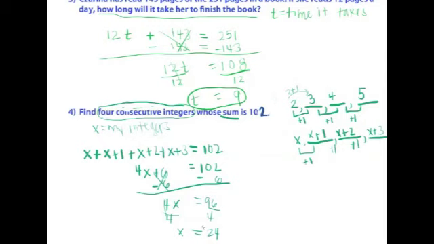So can I stop there? Remember, x is just my first number, but how many numbers do I have to find? I have to find 4, right? So if my first number is 24, what does my next one have to be if I want 4 consecutives? My next guy has to be 25. My third one has to be 26. And my last one has to be 27. And now you've given me 4 consecutive integers. And when you add them up, you're going to get 102.